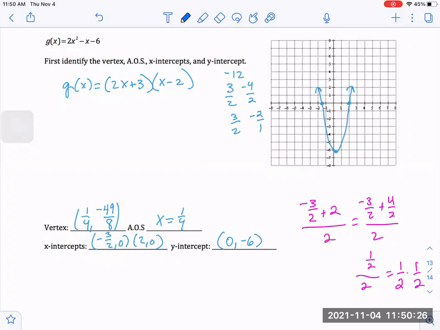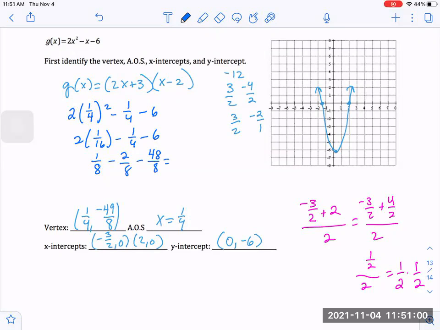So put in, it's possible I have an error. Let's check. So let's put in 1/4. Okay, let's check. So this is 2 times 1/16 minus 1/4 minus 6. That would be 1/8 minus 2/8 minus 48/8, right? So, no, that's right. Minus 49/8.